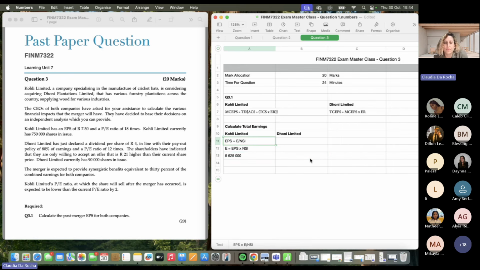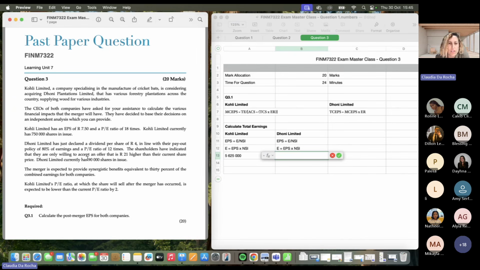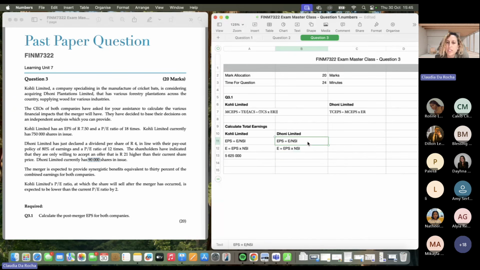Okay, for Donny, we have the number of shares, but they haven't given us the EPS. So to calculate Donny Limited's earnings, we need EPS, which they haven't given to us. How do we calculate EPS? We can use our PE ratio.